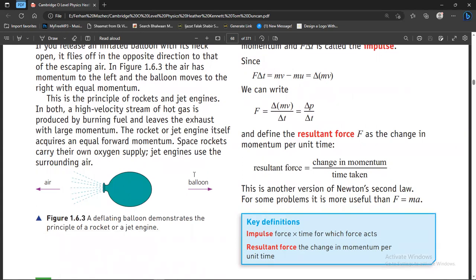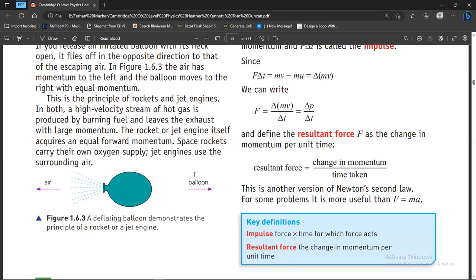We can write F equals delta mv divided by delta t, which means delta p divided by delta t, because p represents the momentum. So change in the momentum divided by the change in the time, that is the resultant force. And we define the resultant force F as the change in the momentum per unit time, or we say rate of change of momentum also. Resultant force is equal to the change in the momentum divided by the time taken. This is another version of Newton's second law.